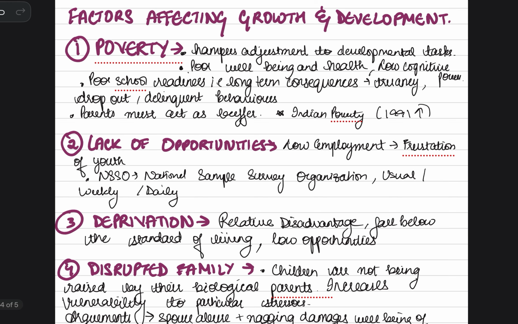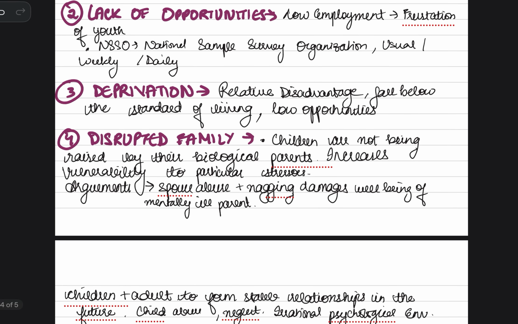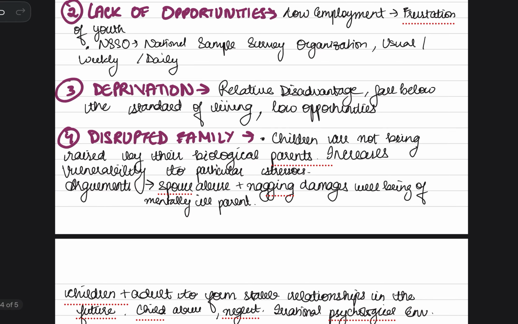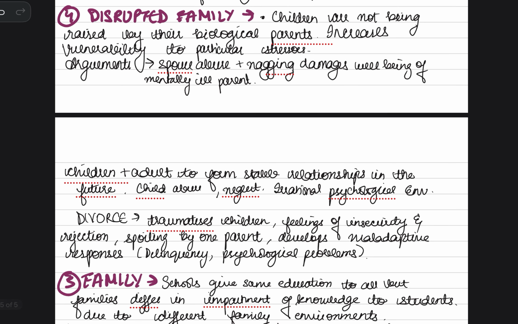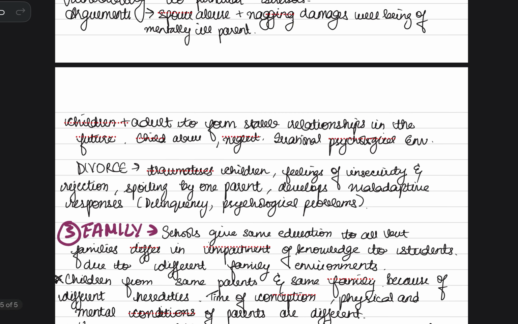Now, factors affecting growth: poverty, obviously. A poor family means poor well-being, poor education, right? Lack of opportunities also creates frustration. Deprivation: when people don't have ample money and quality of life for their well-being, they cannot function well. It impacts their growth and development. Disrupted family: when a family itself is broken and has a lot of problems, then obviously the people living in the family will face psychological stress and become vulnerable and create maladaptive measures to cope with it.